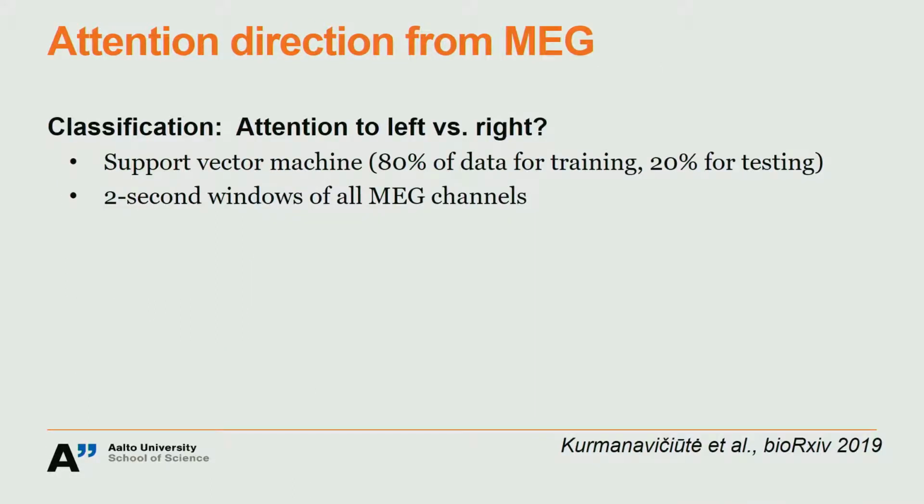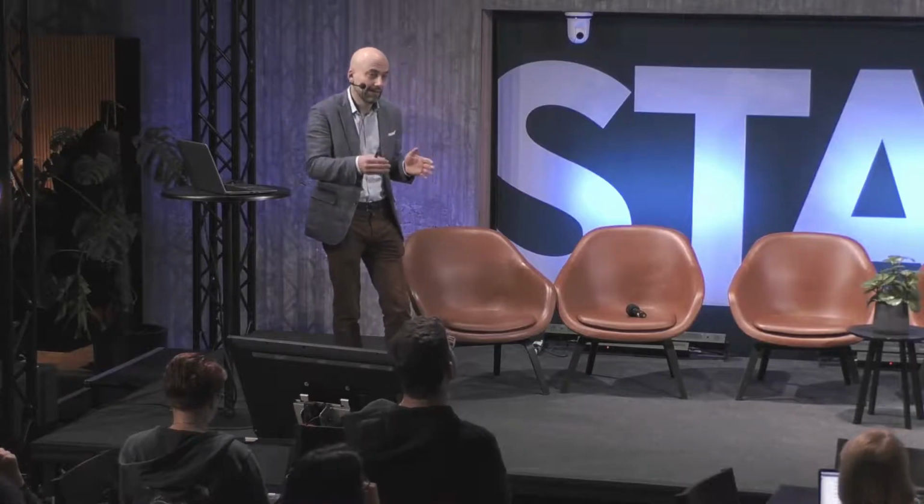I don't know which fraction of you are familiar with machine learning tools. I have some of the technical details, but I'm not going to dig into those. I'm mainly at a superficial level, telling about the approaches rather than details. We trained a support vector machine using 80% of the data for training it, and then the remaining 20% for testing the model. And this was all done in 2-second windows of the data.